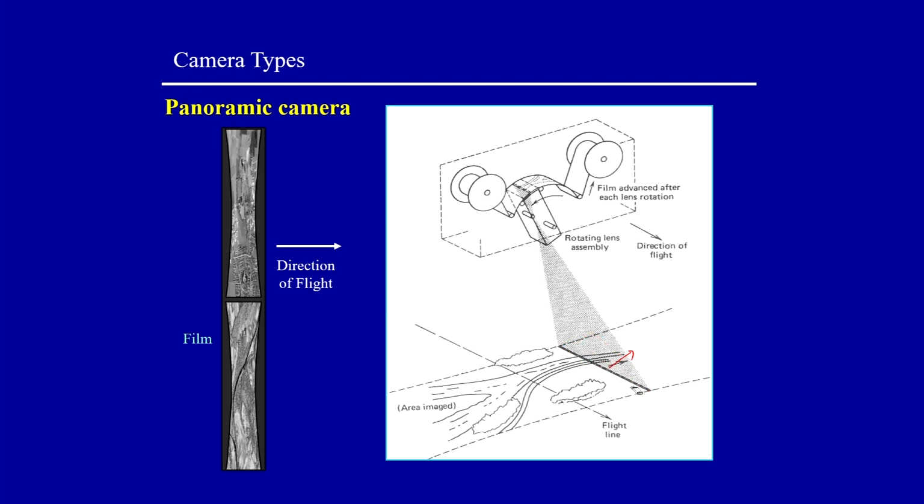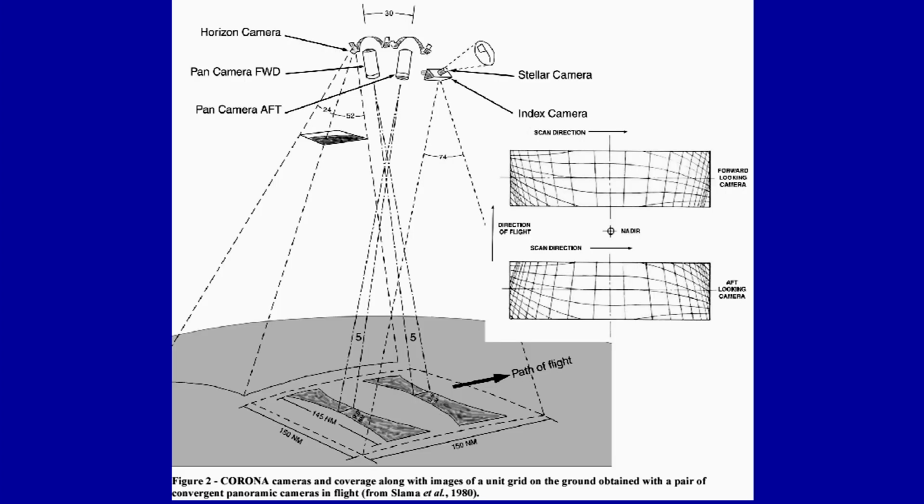Let me put it in a better way. You have the film here, and this is the area which has been covered, and then the second one will come somewhere over here like this. This is basically collected in strips again, but taking the panoramic view of the region. Another type, mostly used for the stereo photos we were talking about, has a forward camera and an after camera.